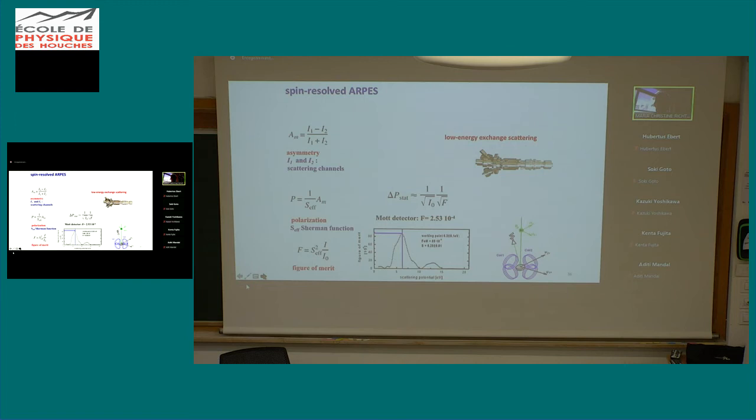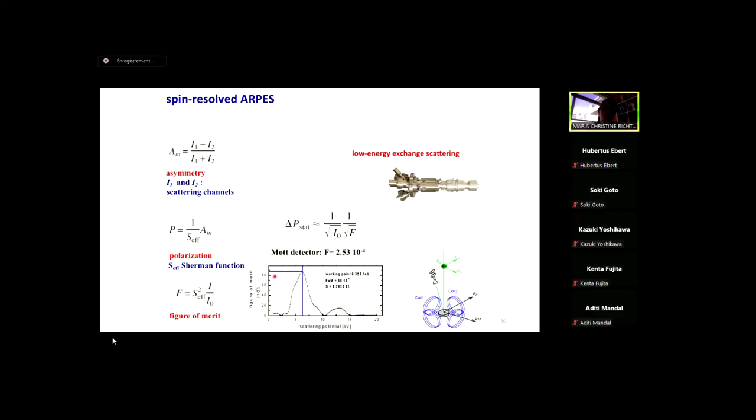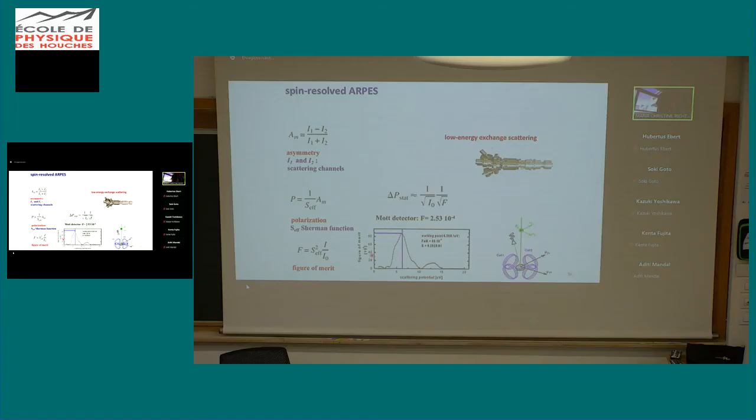So once you have the polarization, here just to point out, compare the figure of merit of this exchange spin detector with the Mott detector. The Mott detector has a figure of merit of 0.5 times 10 to minus 4, and this one of above 80 times 10 to minus 4. So there's roughly a factor of 40, which this detector is more favorable as compared to the Mott detector.